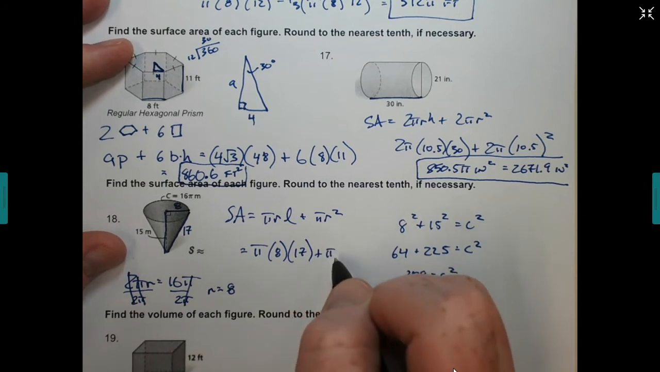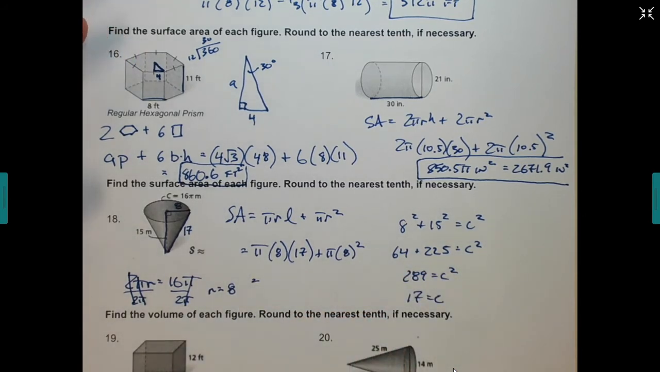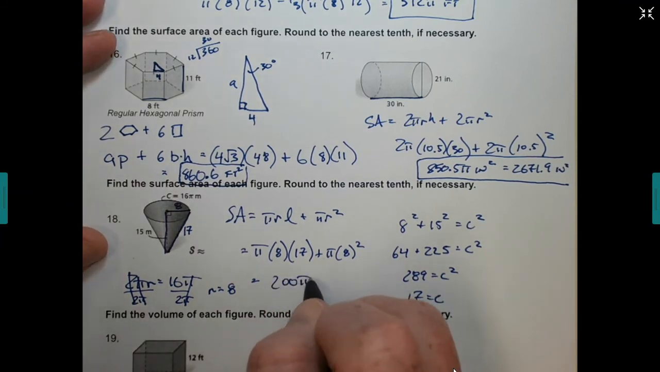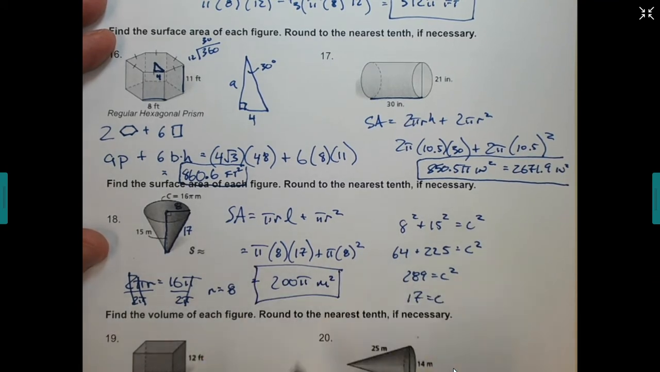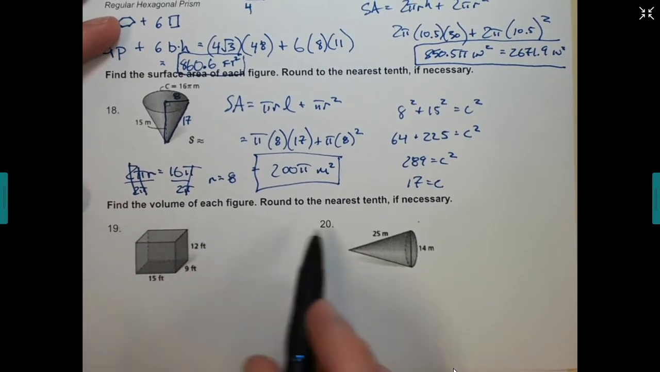Plus pi times the radius squared. So 8 times 17 plus 8 squared is 200 pi meters squared. We're doing great. Almost done with page 3. Find the volume of each figure.